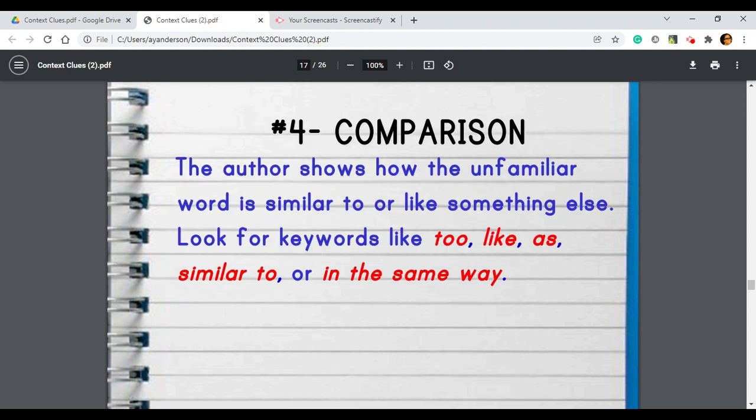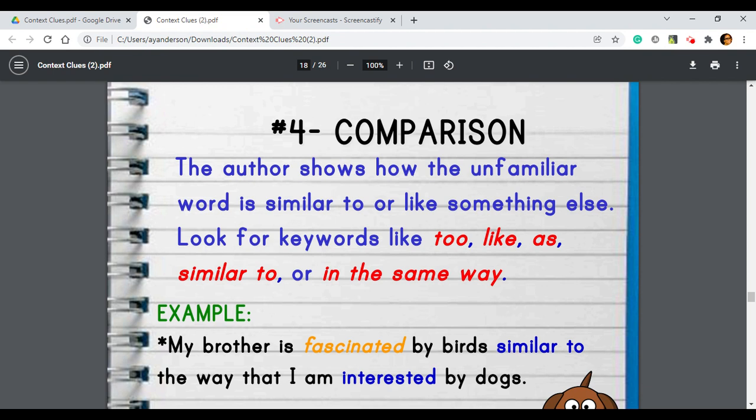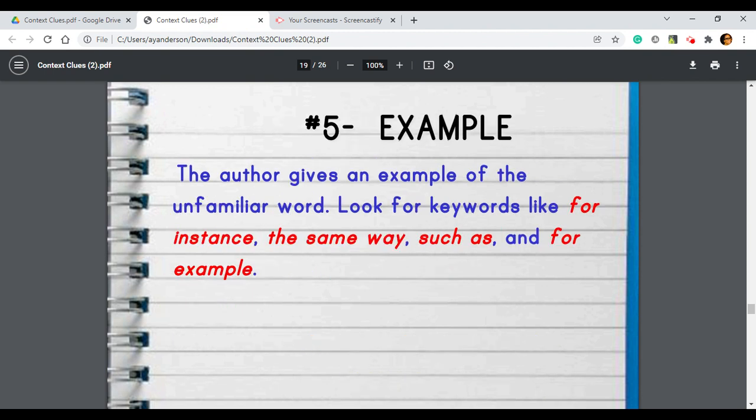Number four, comparison. The author shows how the unfamiliar word is similar to or like something else. Look for keywords like to, like, as, similar to, or the same way. Example: my brother is fascinated by birds, similar to the way that I am interested in dogs.